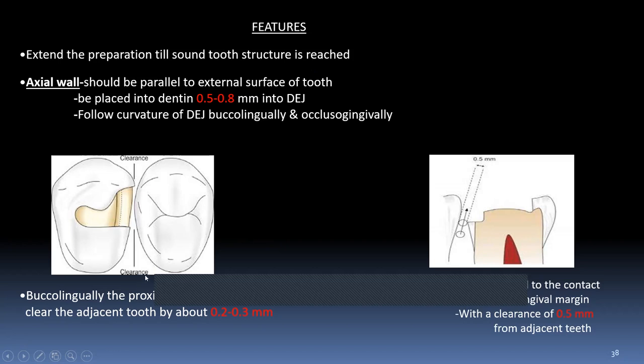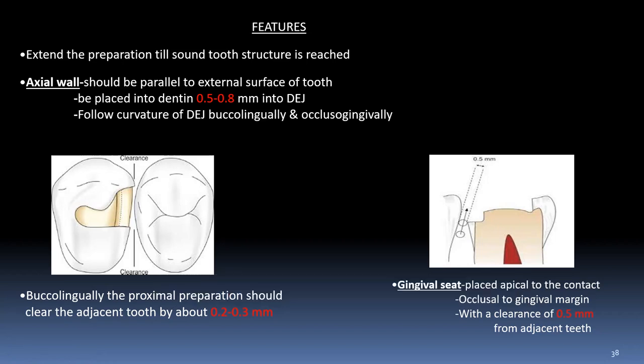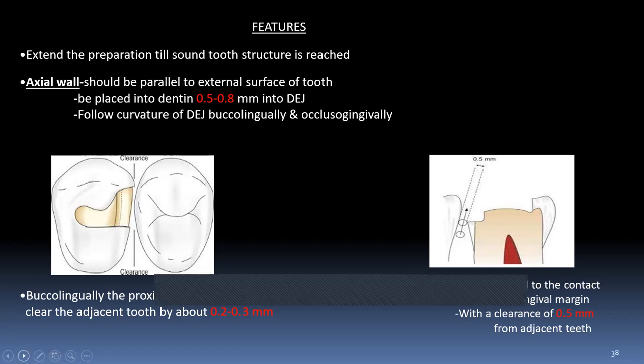Buccolingually, the proximal preparation should clear the adjacent tooth by at least 0.2 to 0.3 millimeter. And in the case of a gingival seat, it should be placed apical to the contact area, that is occlusal to the gingival margin, with a clearance of 0.5 millimeter from the adjacent tooth. And buccolingually, the proximal preparation should clear the adjacent tooth by about 0.2 to 0.3 mm.